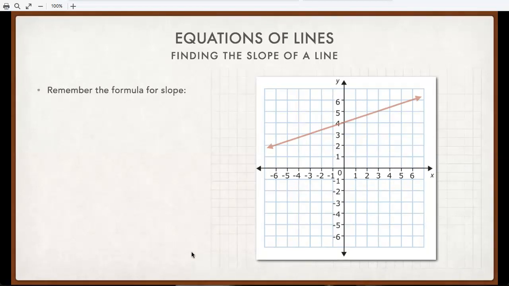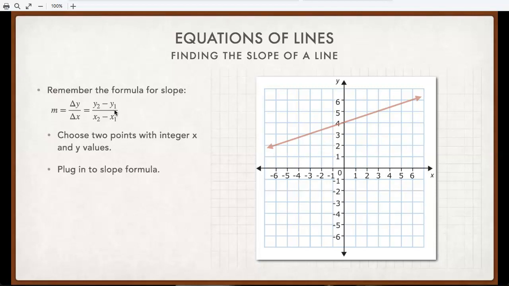So remember the formula for slope, change in y over the change in x. So we'll subtract the first value of y from the second value of y, and then again on the bottom, x2 minus x1. So we can choose any 2 points as long as they have integer x and y values. Now they don't strictly have to, but it's going to be easiest for us if they do. And then we'll plug those into the slope formula and divide out.